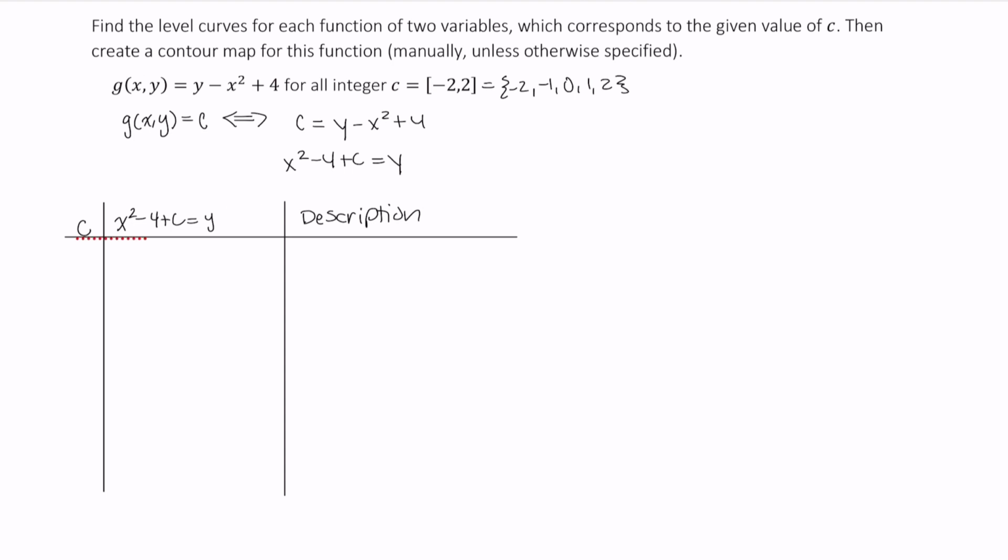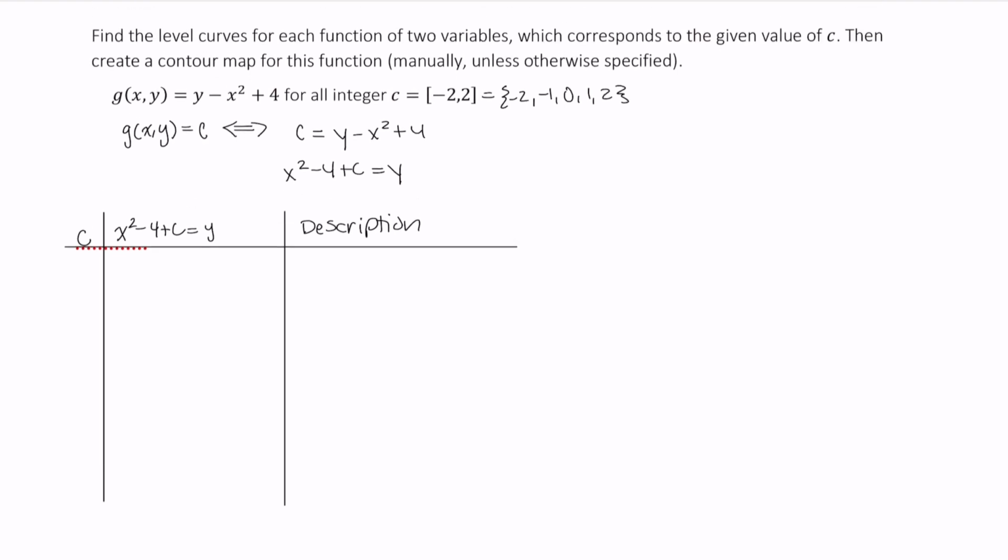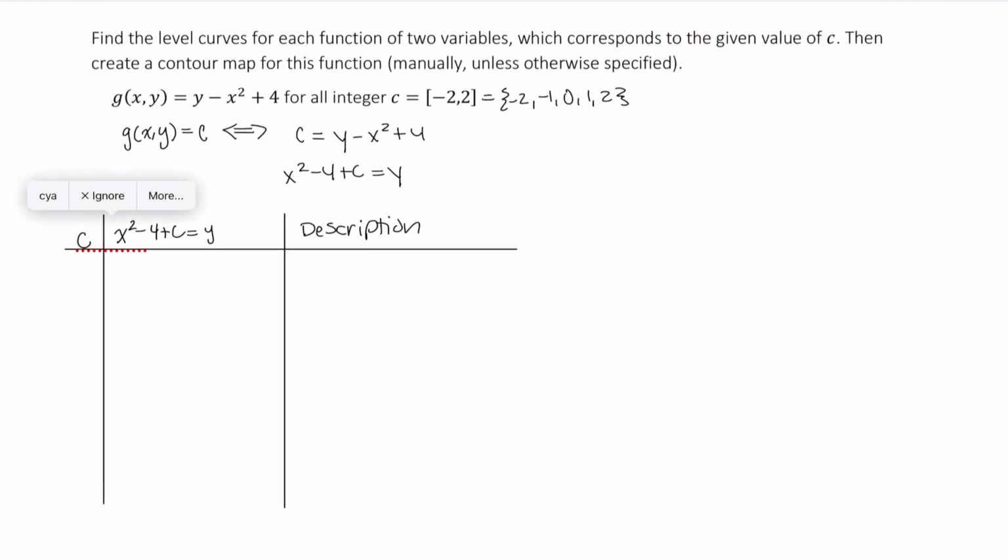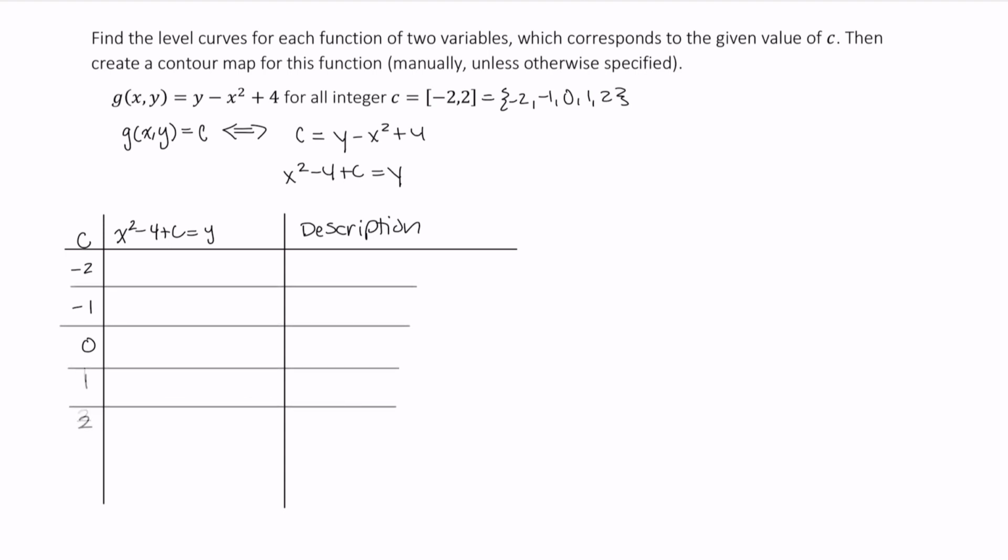The last video I made, which hopefully you already watched, every level curve was a circle, and it made sense to have the c on the other side of the equation. But anyways, that is not important. All right, so now I'm going to list out my c's: -2, -1, 0, 1, 2. Please take a moment and create a similar table. Pause your video if need be.